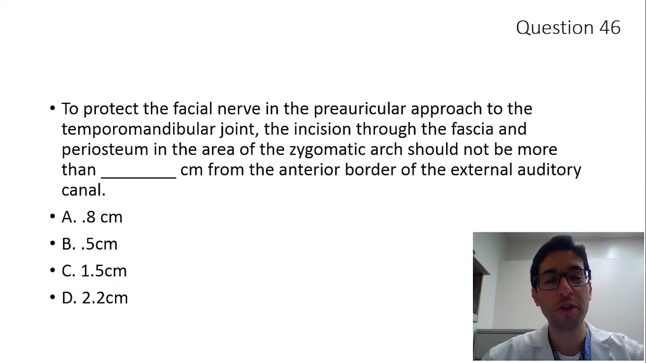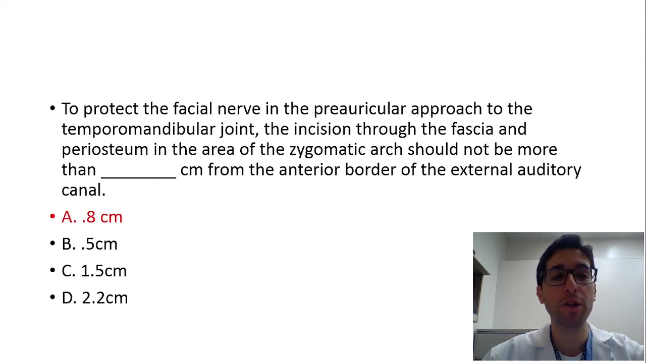Okay, one more time, in case you don't know the Al-Kayat and Bramley study, which you should know. The answer is, how much anterior from the external auditory canal is it? It's 8 millimeters, or 0.8 of a centimeter.